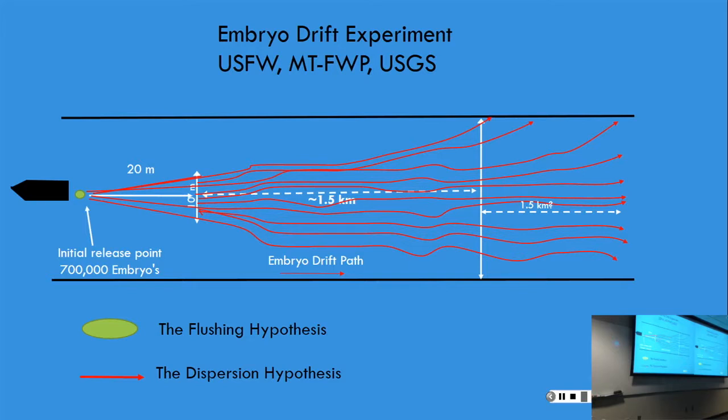For the flushing, they dumped 700,000 of these embryos over, they've done this three different times. And the idea is that they move down as an intact plume, like this, all the way to the end. Okay? My argument is they're just immediately dispersed everywhere.